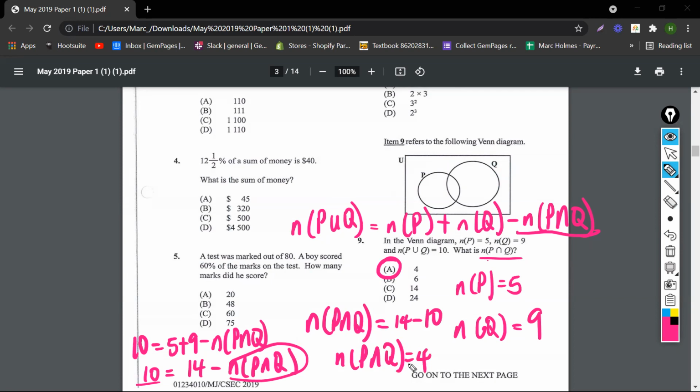Cool. It's definitely 4. And I think it makes sense. I think it makes perfect sense to me.